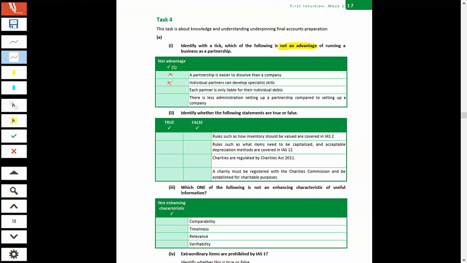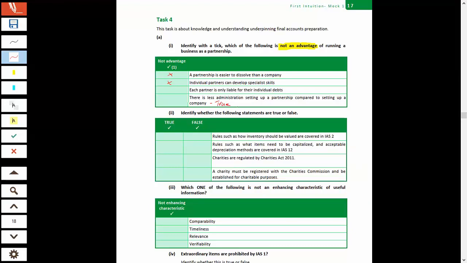We're told that each partner is only liable for their individual debts. And then we're also told that there is less admin setting up a partnership compared to setting up a company. The good thing with a question like this is that we can find the right answer by just weeding out the wrong ones. It might not always be this nice in your exam, but we can achieve this. So let's look at this bottom one, for example. There's less admin in setting up a partnership compared to setting up a limited company, excuse me. So that's true. We know that statement's true, but is that a disadvantage?